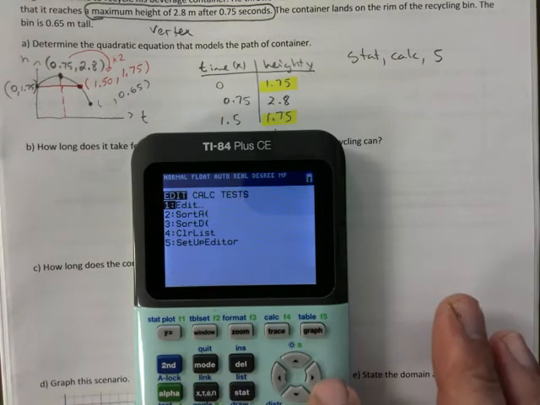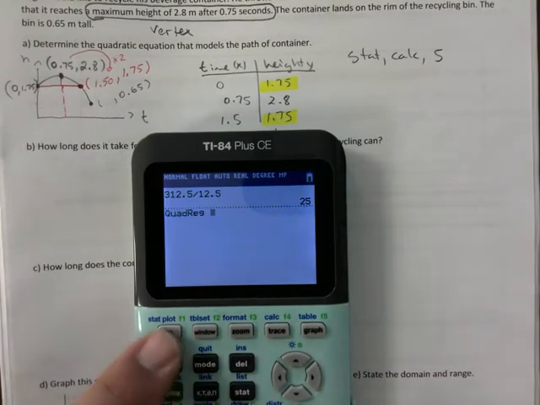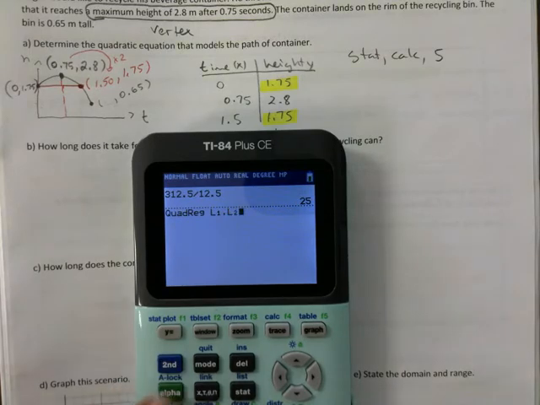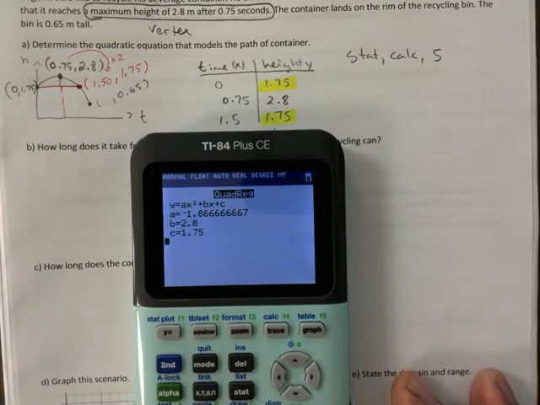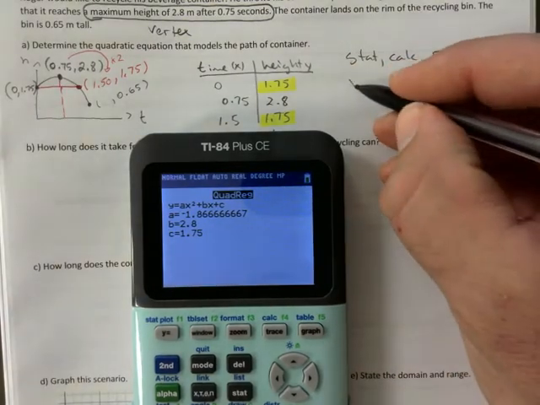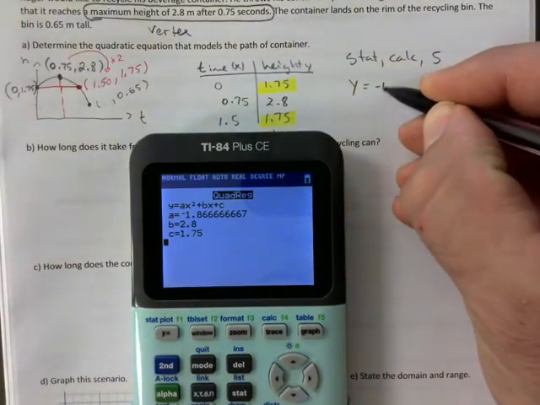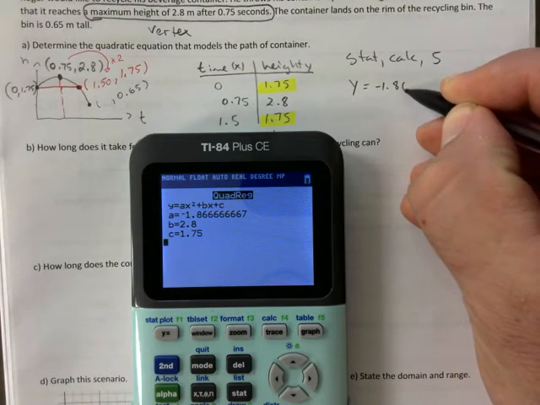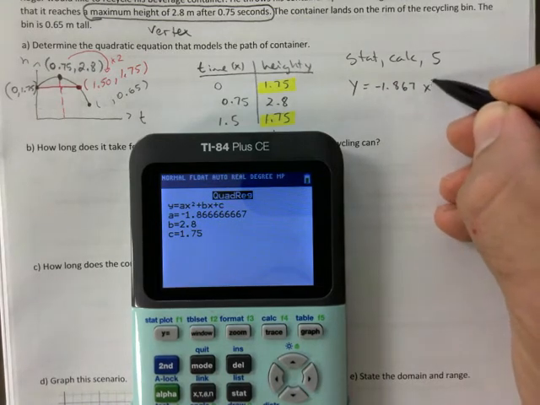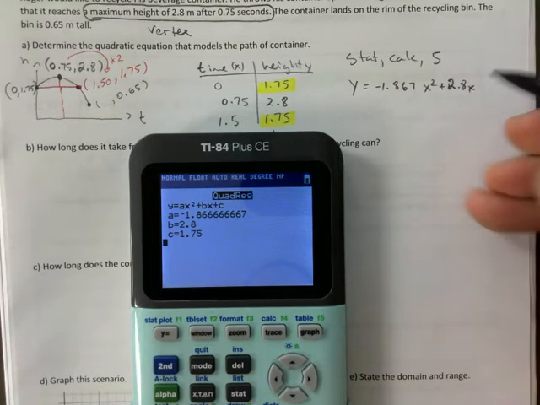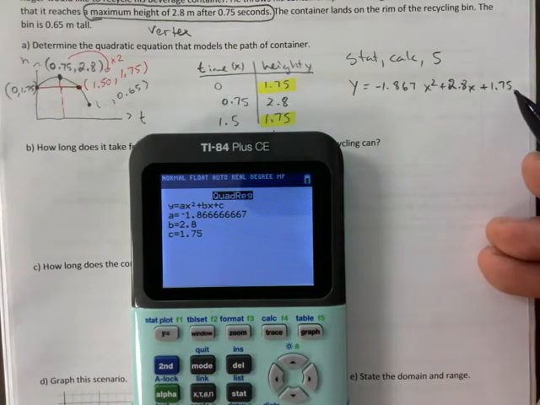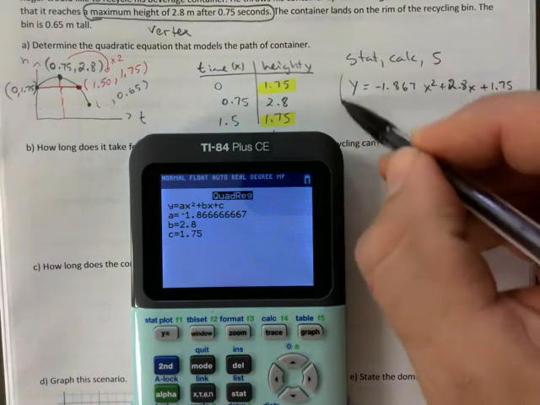And then you go stat, calc. I could probably just get it from my home screen. There it is. I'm going to write it down: negative 1.867x squared plus 2.8x plus 1.75. No surprises there, right? The 1.75 we expected because that's our initial height. So that's the equation.